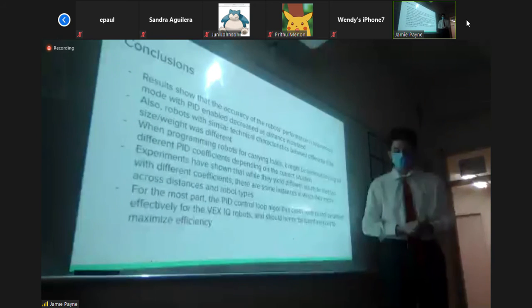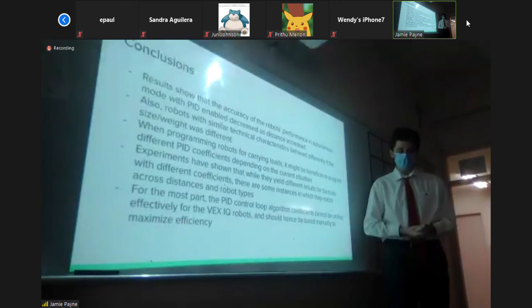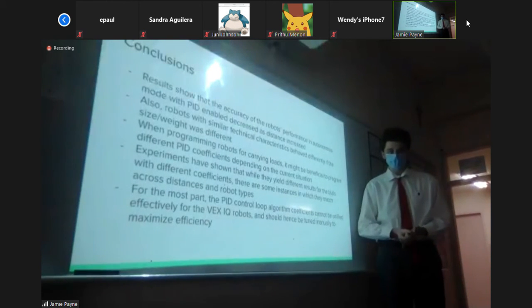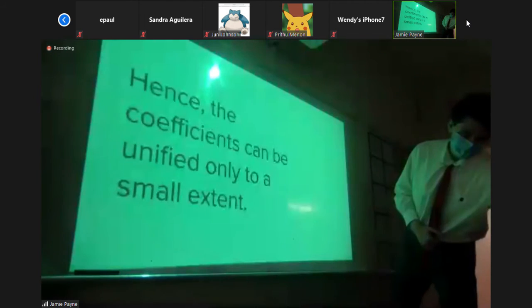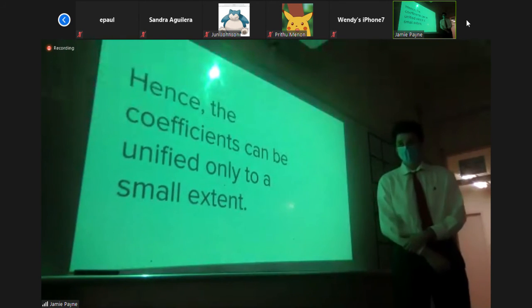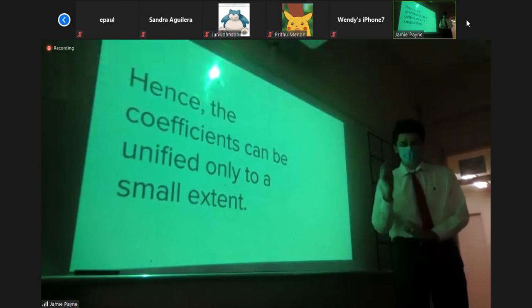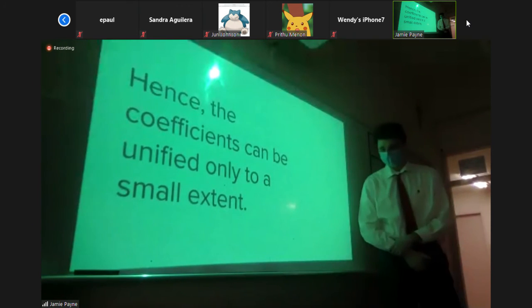For the most part, however, the PID control loop algorithm coefficients cannot be unified effectively for the VexIQ robots and should hence be tuned manually to maximize efficiency. Which is why the coefficients can only be unified to a small extent, which is a shame. I hoped for much better.